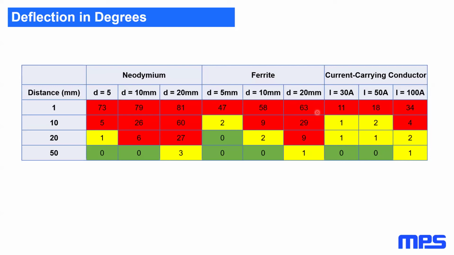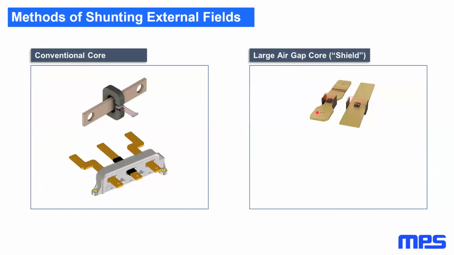And so the question becomes, how do we protect from these external fields? Well, here's the old way. And I know I'm jumping back and forth between position sensing and current sensing. I apologize for that, but in current sensing, it's always been a little bit easier. And this is the way that we have shunted external fields, the old ways, let's say, and that is you wrap a core around it.